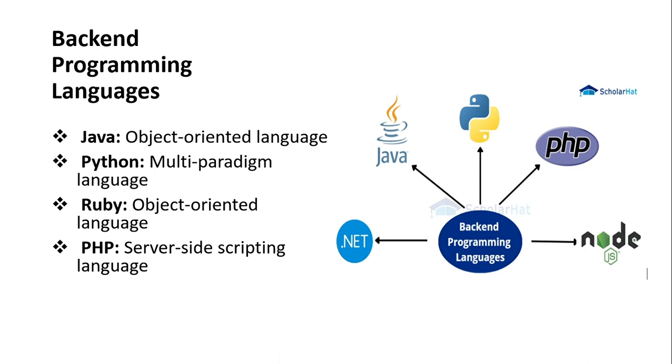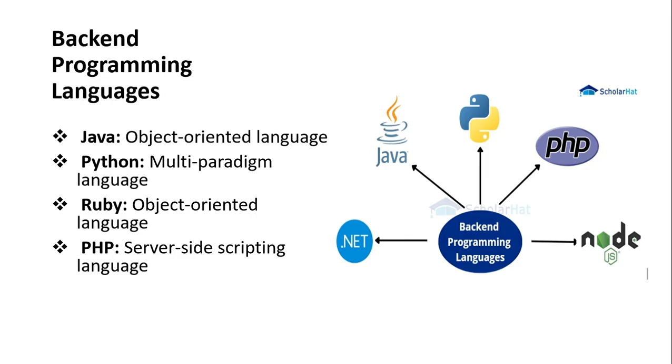So Java is an object oriented language, while Python is a multi-paradigm language. Ruby is an object oriented language. PHP is a server side scripting language. Alright, so any of these languages you pick up and you learn them, you can actually use them for your backend and make your money.